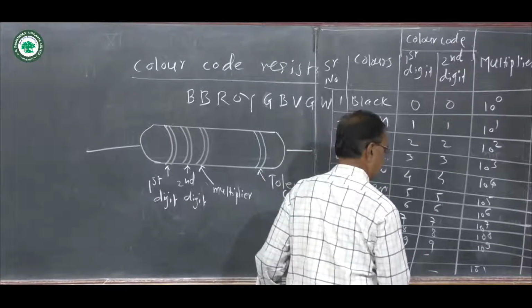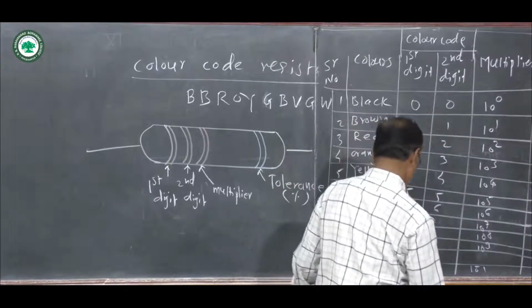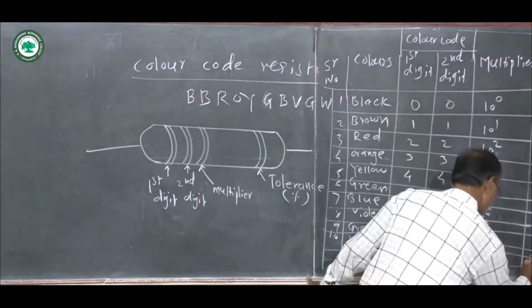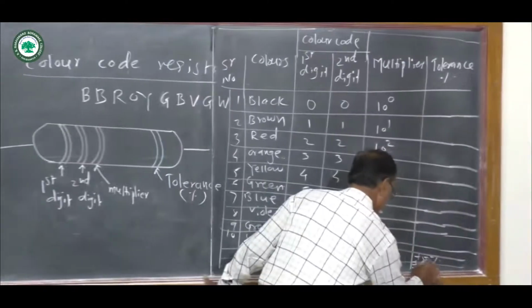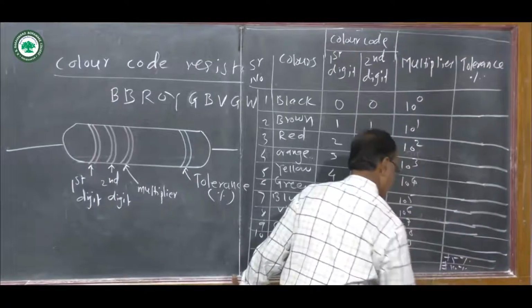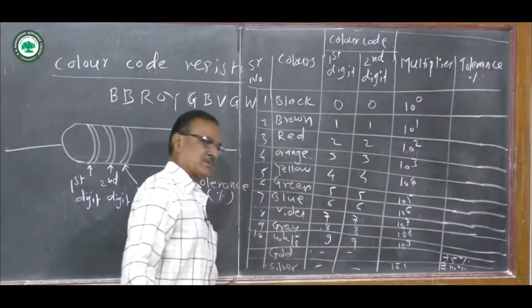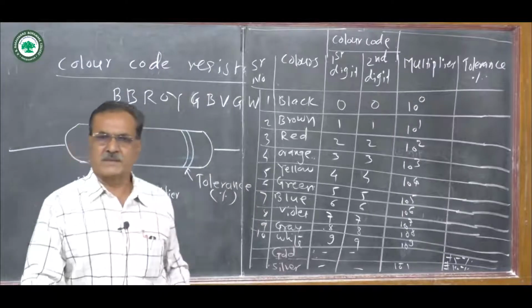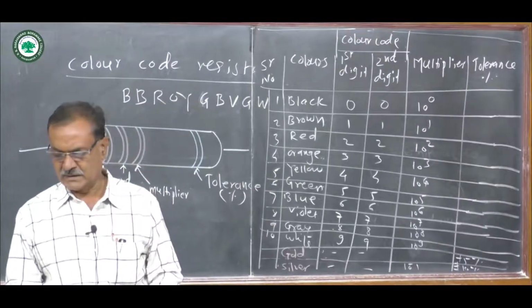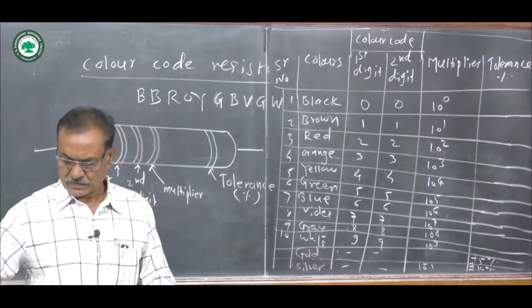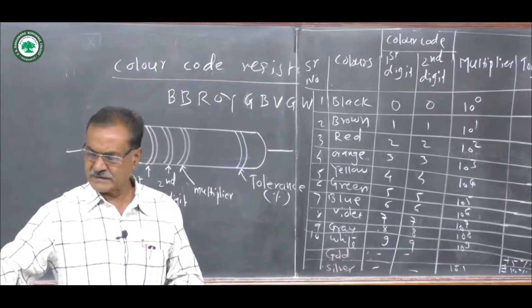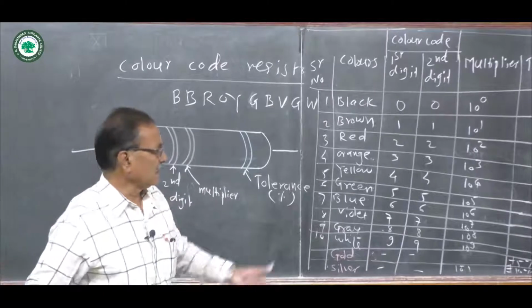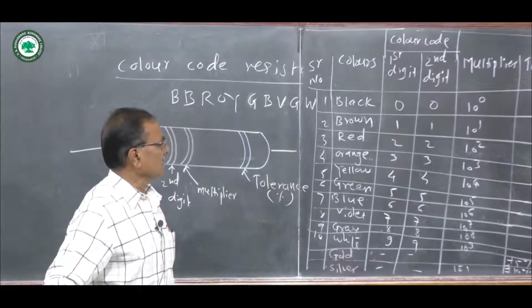And now here gold denotes plus minus 5% tolerance, silver denotes plus minus 10% tolerance, and no color denotes plus minus 20% tolerance. So we can find out the values of any registers by using these color code registers.